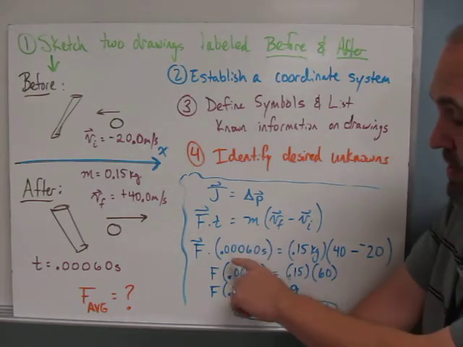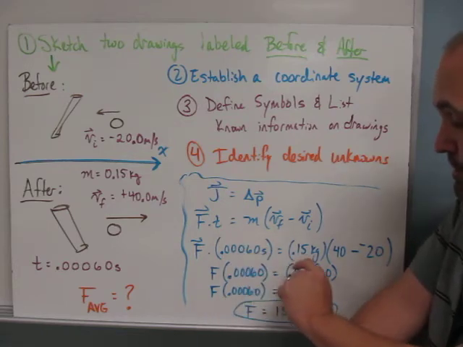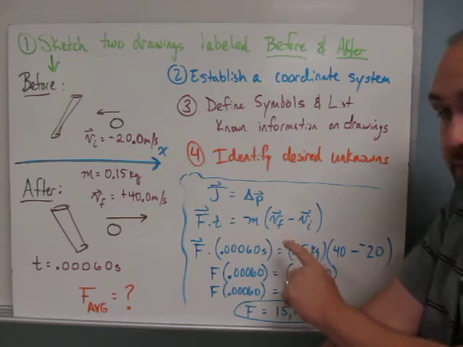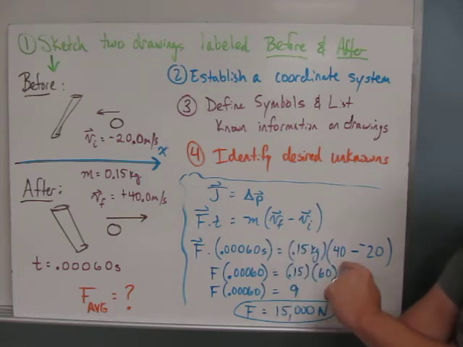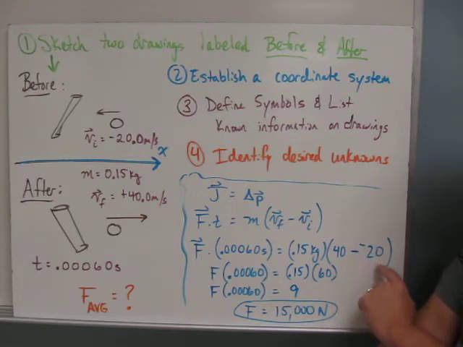And then I substituted things that I knew. So I put the time in for T. I put the 0.15 kilograms in for mass. And the final and initial speeds I wrote in. So 40 is positive minus the initial, which was negative. So this is minus a negative 20.